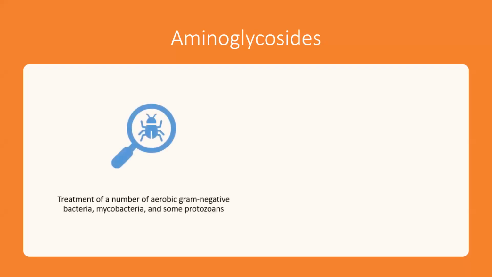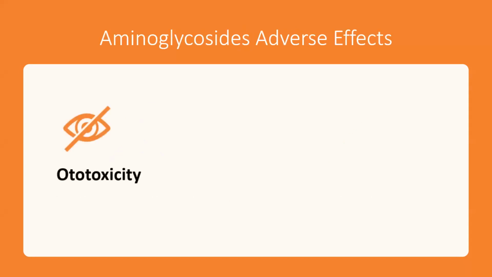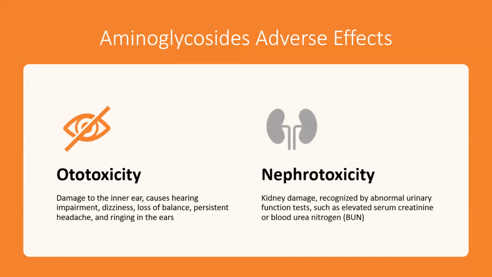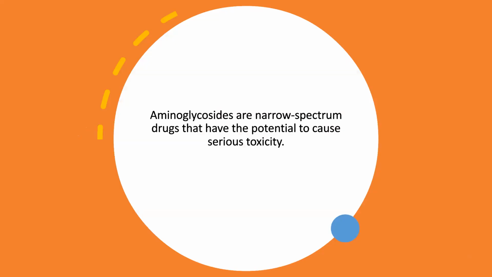Another category is the aminoglycosides. They are used for the treatment of a number of microbes: gram-negative bacteria, mycobacteria, and some protozoans. They are bactericidal and inhibit bacterial protein synthesis. The aminoglycosides also show some adverse effects like ototoxicity, which is damage to the inner ear, causing hearing impairment, dizziness, loss of balance, persistent headache, and ringing in the ears. They cause nephrotoxicity, which is kidney damage recognized by abnormal urinary function tests, such as elevated serum creatinine or blood urea nitrogen. These aminoglycosides are narrow spectrum drugs, not broad spectrum, and have the potential to cause serious toxicity. So it's not a drug of choice.